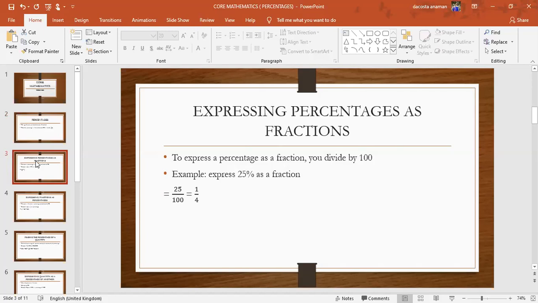Now, to express a percentage as a fraction, you divide by 100. To express a percentage as a fraction, you divide that number by 100. Therefore, for an example, express 25% as a fraction. You divide 25 over 100.